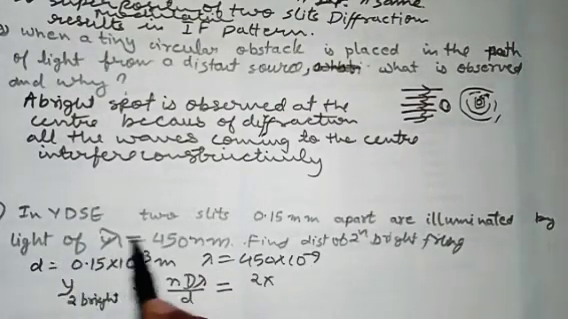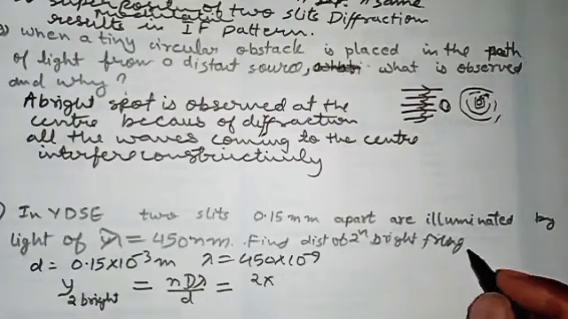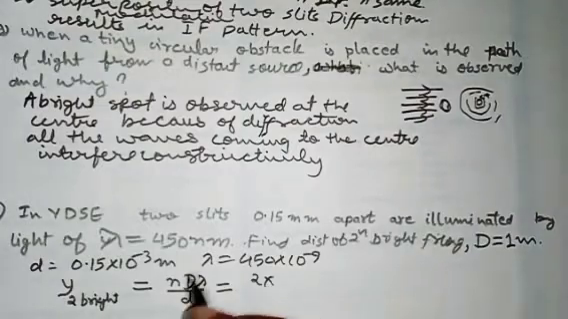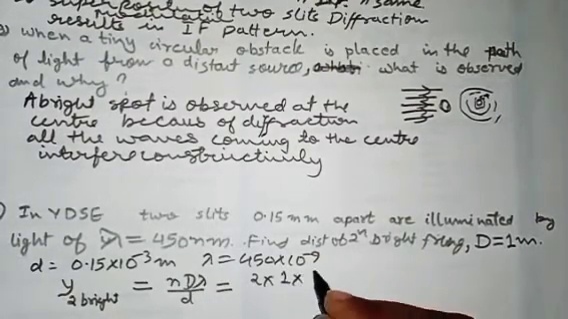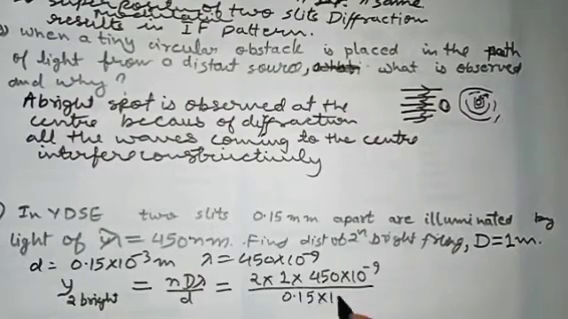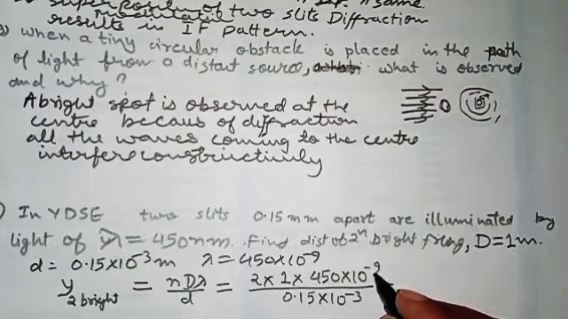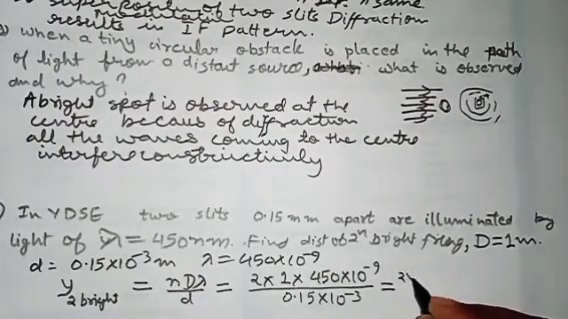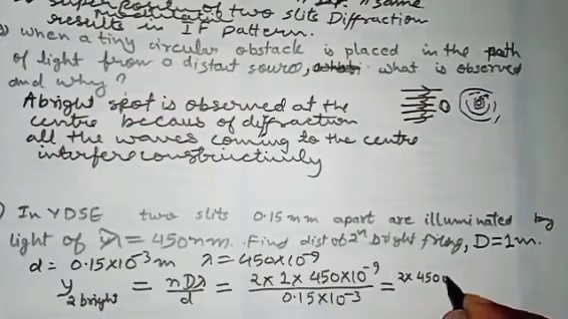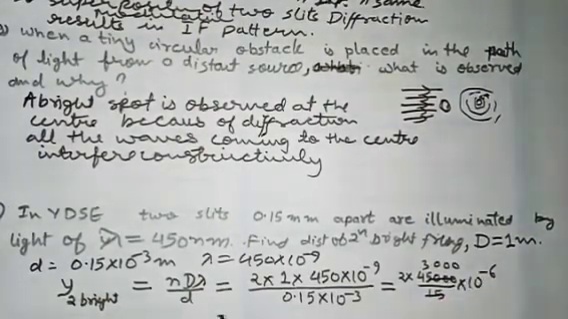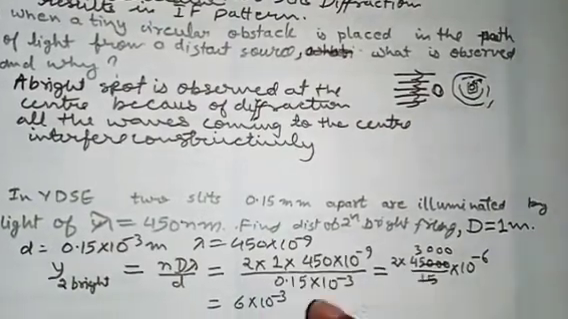I think something is missing in this question; I have written only half of the question. For the sake of simplicity, I am taking 1 meter as D, the distance between the slits and the screen. Lambda is 450 nanometers. If this kind of half question comes in the exam, you can put the formula and you will get the bonus marks. So with 0.15 into 10 to the power minus 3, it is 2 into 450 into 10 to the power minus 9, over 0.15 into 10 to the power minus 3, which gives 6 into 10 to the power minus 3, or 6 mm.